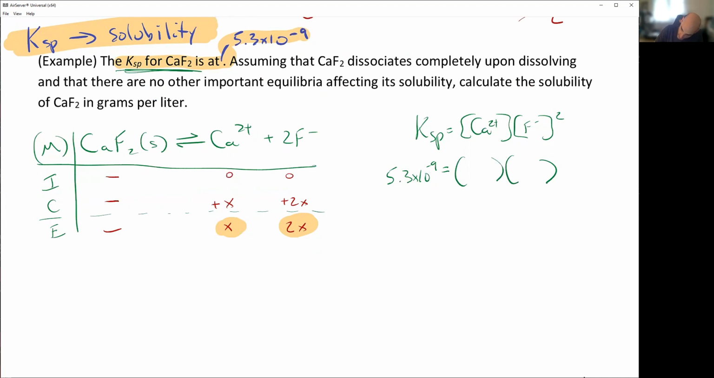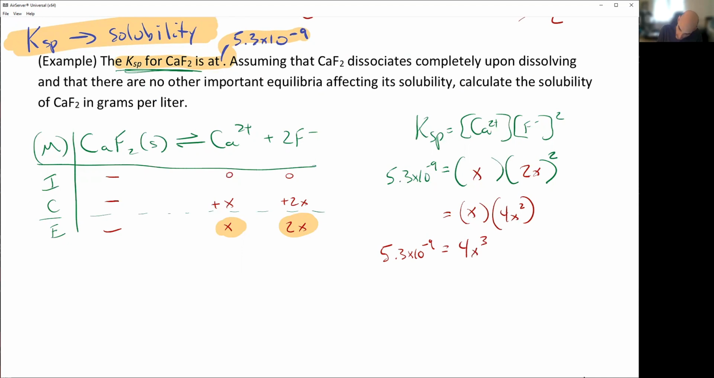Again, I want to make sure that I am doing the proper thing, and this is really where people tend to mess this up. Calcium is X raised to 1, and then the fluoride is 2X raised to 2. And so from here, we get to solve some math. I have X times 2X squared, which becomes 4X squared. Now we multiply those two things together. And so I have 5.3 times 10 to the negative 9th equals 4X cubed.